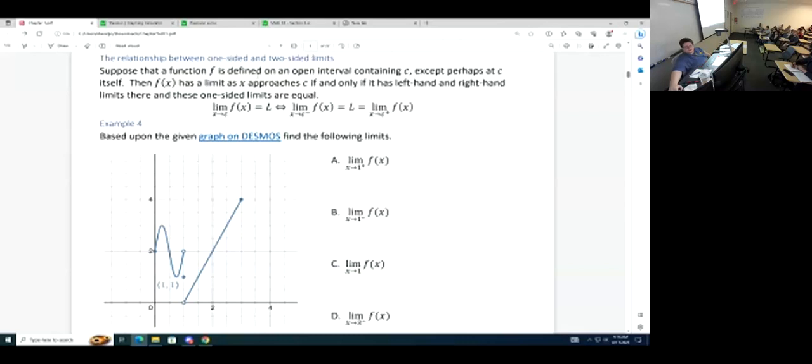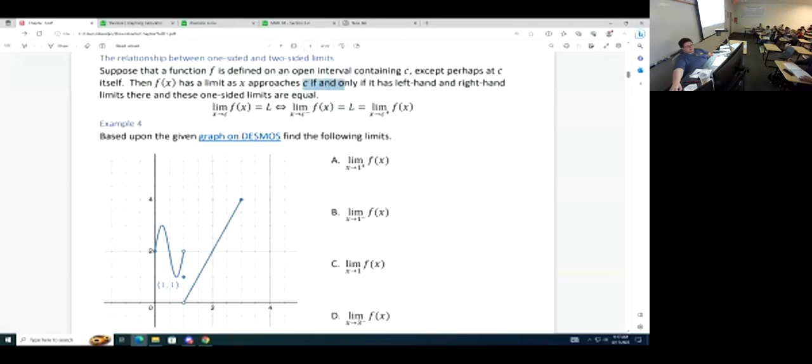So we want to show the relationship between the one-sided and the two-sided limits. What this paragraph says is that the limit as we approach from the left has to equal the same value as it approaches from the right for the limit to exist. f of x has a limit as x approaches c if and only if, this is some great math jargon.